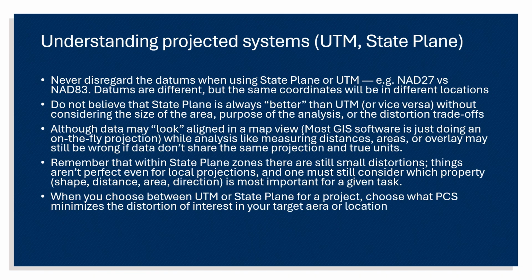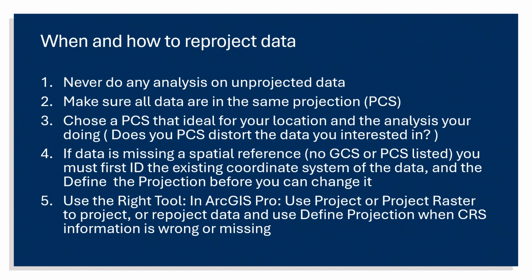Whatever you choose, just try to remember that you want to get a PCS that minimizes the distortion that you're interested in and that fits the entirety of your target area as much as possible. So that brings us to the next question: when and how do we reproject data? First, cardinal rule number 1 of spatial analysis: never do anything on unprojected data, period. You want to make sure all your data are in the same projected coordinate system.